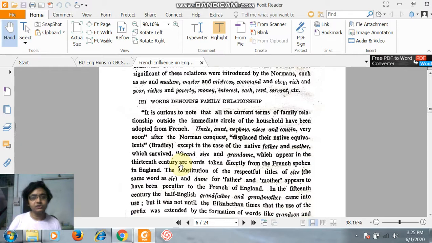Now let us discuss various French loan words denoting family relationship, that is, blood relationship. It is quite curious to note that all the current terms of family relationship outside the immediate circle of the household have also been adopted from the French language. Terms like uncle, aunt, nephew, niece and cousin have been borrowed from the French language.